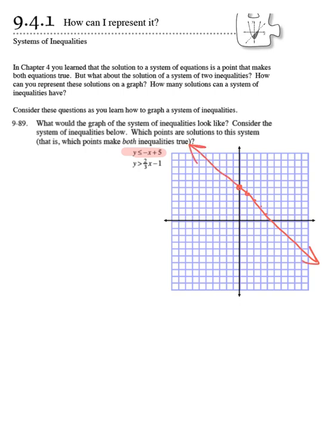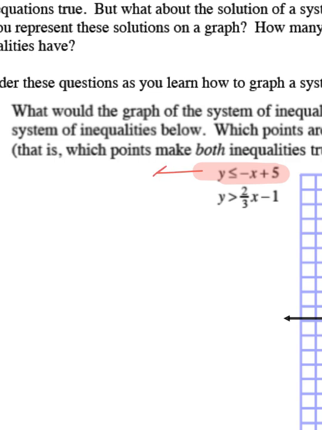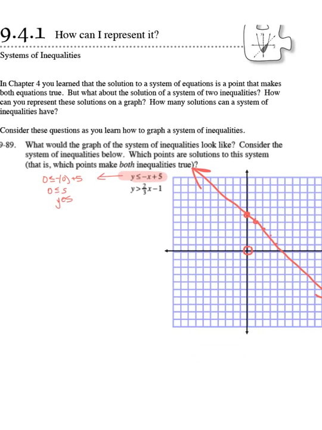Now we can pick any coordinate as our test point. I like to pick 0, 0 because it's easy numbers to plug in. So if we go to our inequality and plug in 0 for x and 0 for y, is 0 less than or equal to -0 plus 5? -0 is still 0 if we add 5. Is 0 less than or equal to 5? Yes, that's true. So we are able to shade this lower side of the 0, 0 side of the graph.